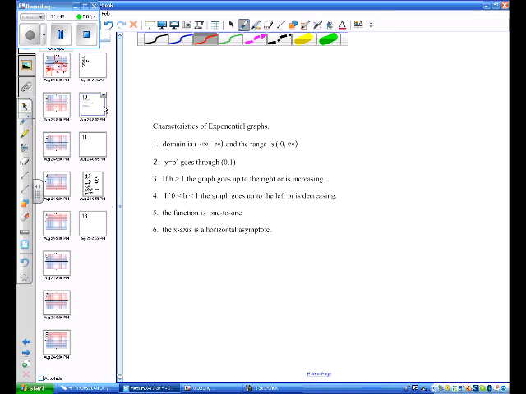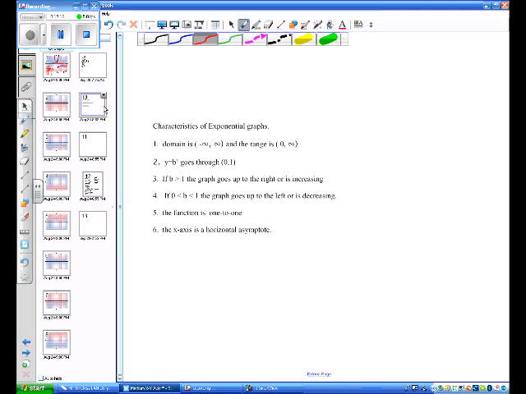If your base is greater than 1, your graph is going to be increasing. It's going to be going up as it goes to the right. If your base is between 0 and 1, then the graph goes up to the left. But as we look at our graph, it would be decreasing. These functions will be 1 to 1, and the x-axis will be a horizontal asymptote.